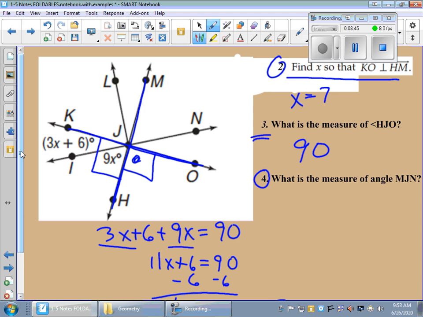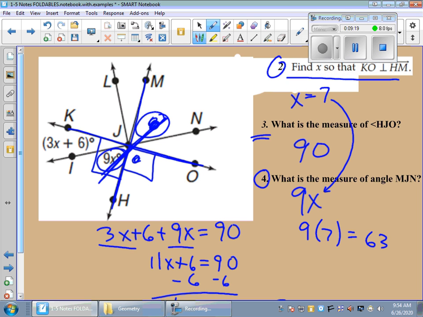Question number 4 says, what is the measure of angle MJN? So MJN is right here. MJN is not MJO. So what do you notice right here? This and this are called vertical angles. So we know that it equals 9x. Are we done? Nope, we know the value for x is 7, so we're going to go 9 times 7. So we know that that is a 63-degree angle.